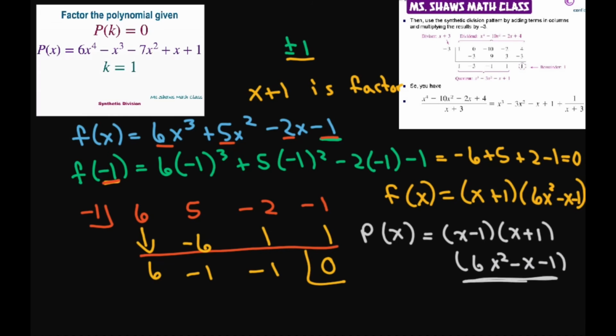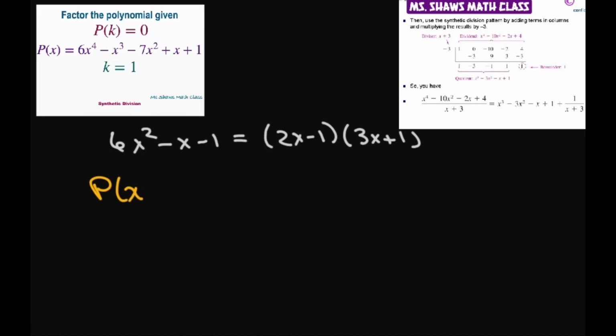Now it looks like we can factor this as well. So let's do that. And we don't need to do synthetic division on it because it's a trinomial. So we have 6x squared minus x minus 1. That can be factored as 2x minus 1 times 3x plus 1. Therefore, your final answer, all factored out, is p of x equals x minus 1 times x plus 1 times 2x minus 1 times 3x plus 1.